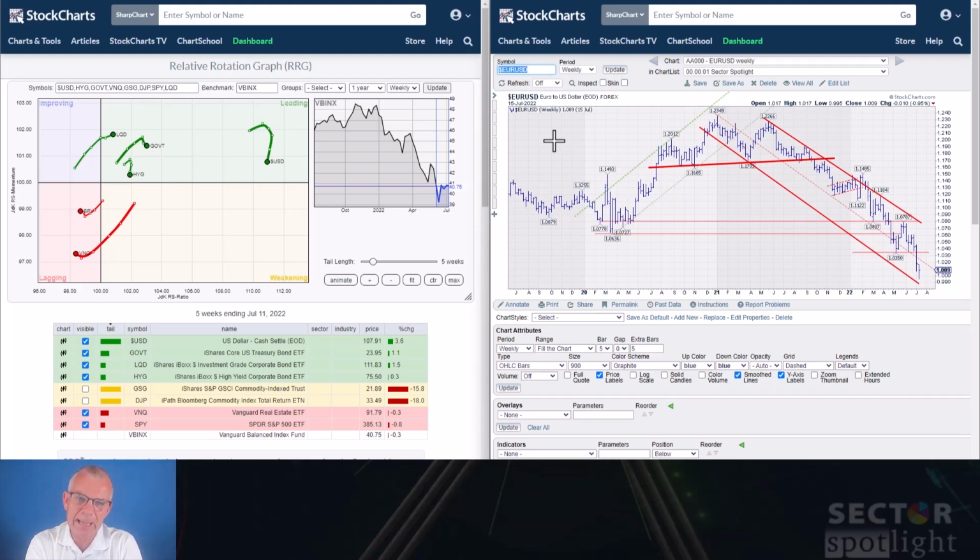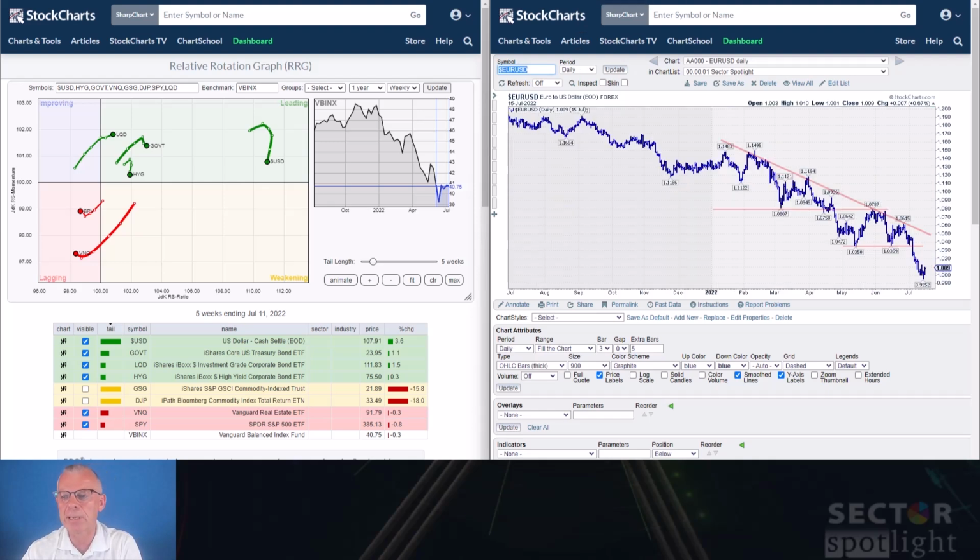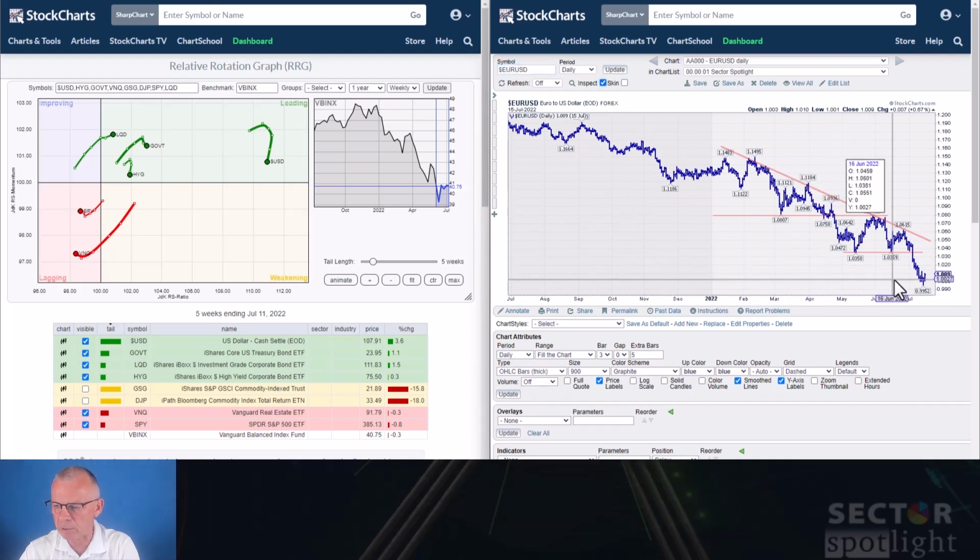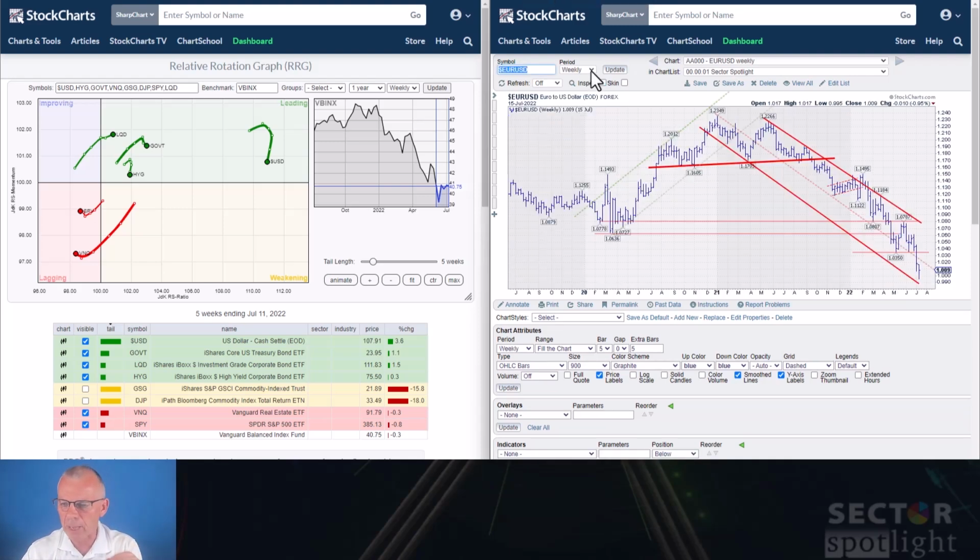For the time being, that parity level seems to have acted as support, and we can see that better when we look at the daily chart. You see that we have that spike low here, just below 1, and we started moving slightly higher now. We're now back above 1 again, and for the time being, there is a good chance that we will see a rally in euro-dollar. But be very aware of the long-term picture.